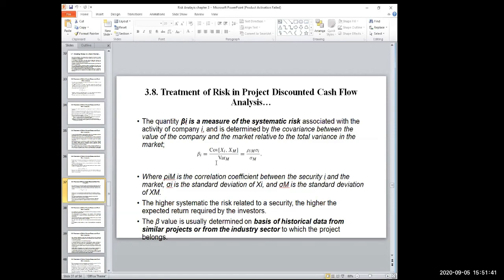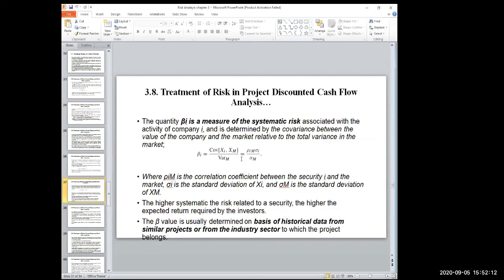Beta is equal to the covariance of investment XI and the market XM, divided by the variance of market return. It is also equal to the correlation coefficient between security I and the market, times the standard deviation of investment I, divided by the standard deviation of the market. Using this formula, we can compute the beta, that is a measure of systematic risk.